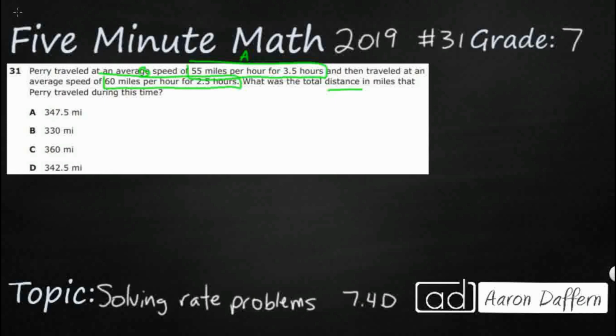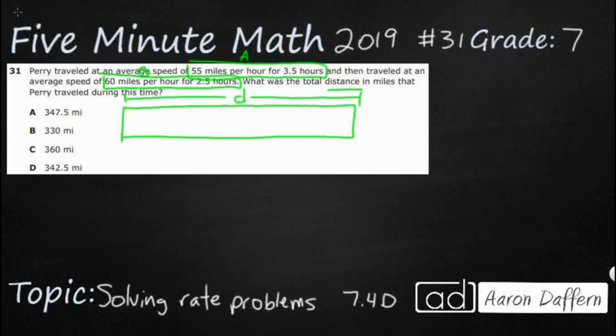So think of it like this. I'm going to make a strip diagram here. All right, so I've got my total distance. That's what I'm looking for. It's my unknown. But I've got two different chunks. So my chunk A here, and then my chunk B. Now what I'm going to put in each of those is actually going to help me out here.